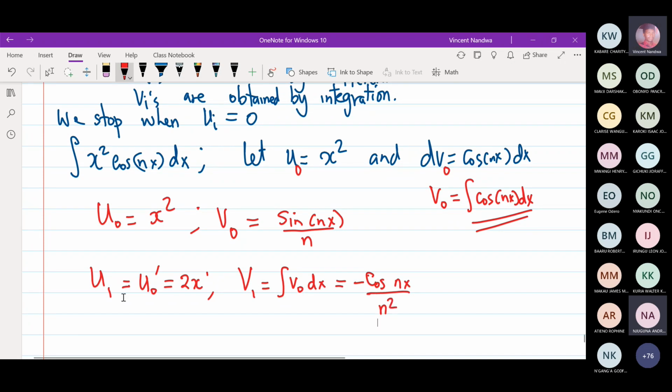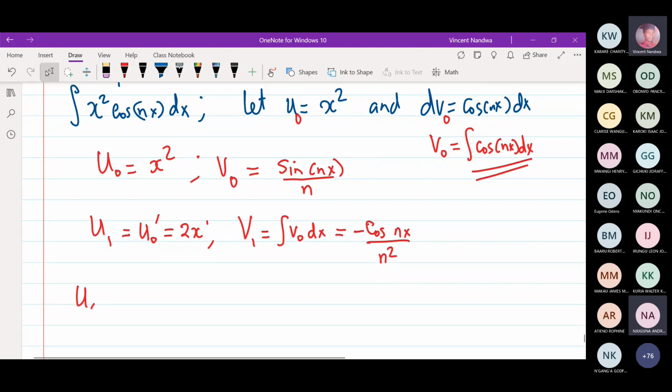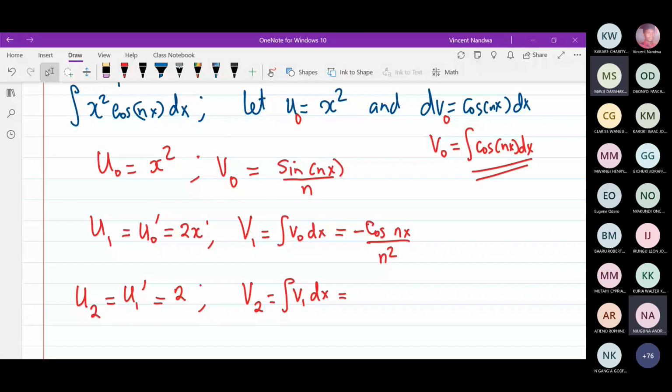Good. Then you go to n equals 2. So u2 is the derivative of u1, which will give us 2. v2 is the integral of v1 with respect to x. So when you integrate this, negative sine nx over n cubed.